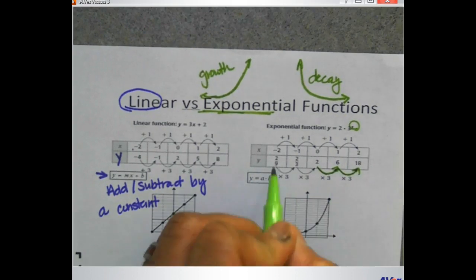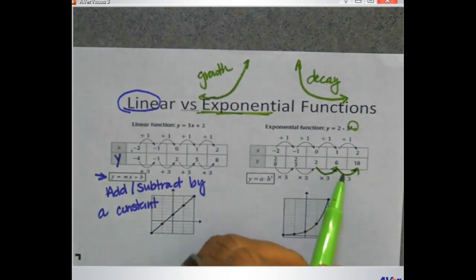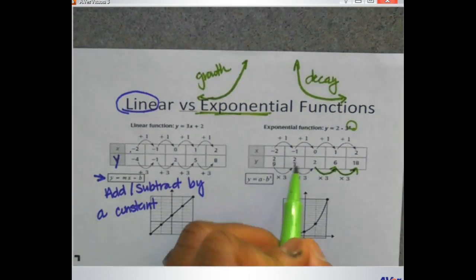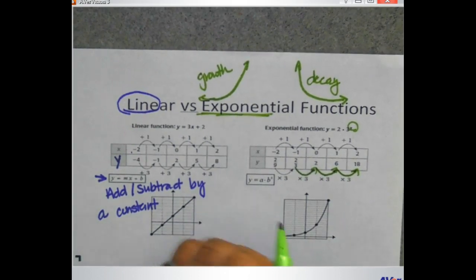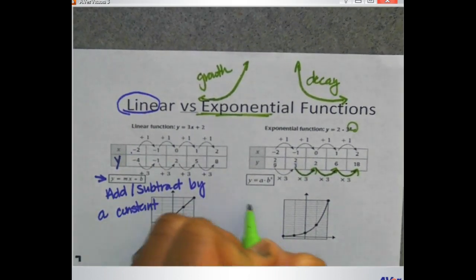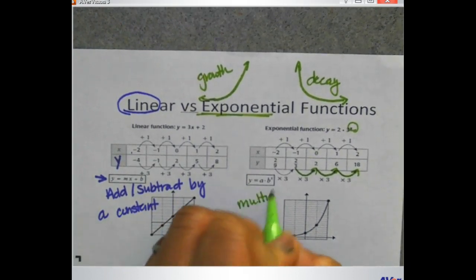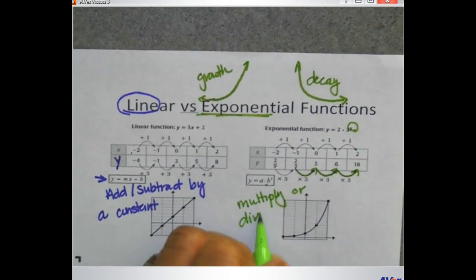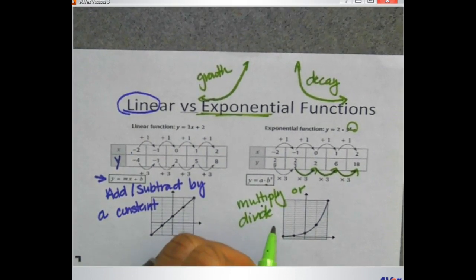Sometimes I kind of will skip this, like the fractions, and look at the whole numbers because it's a little bit easier to see. And then I can go back and just double check to make sure, oh yeah, this is times 3. So when you have exponential functions, you are either going to multiply or divide. Now the thing with dividing is the same thing as multiplying by a fraction. So you're still doing the same thing.